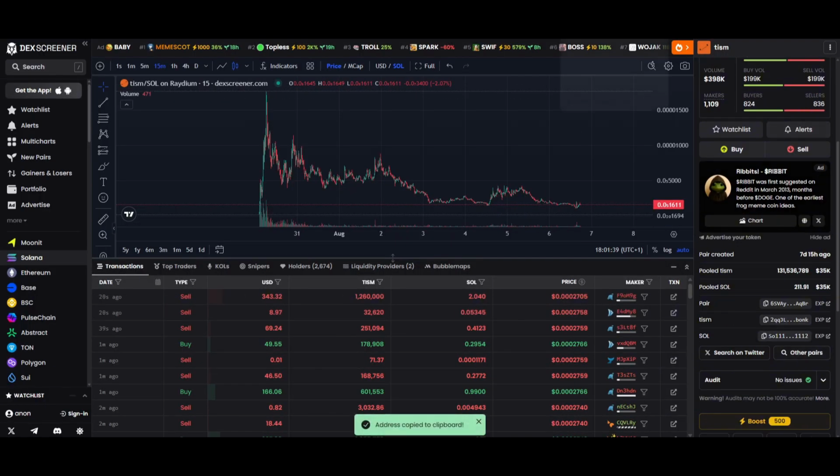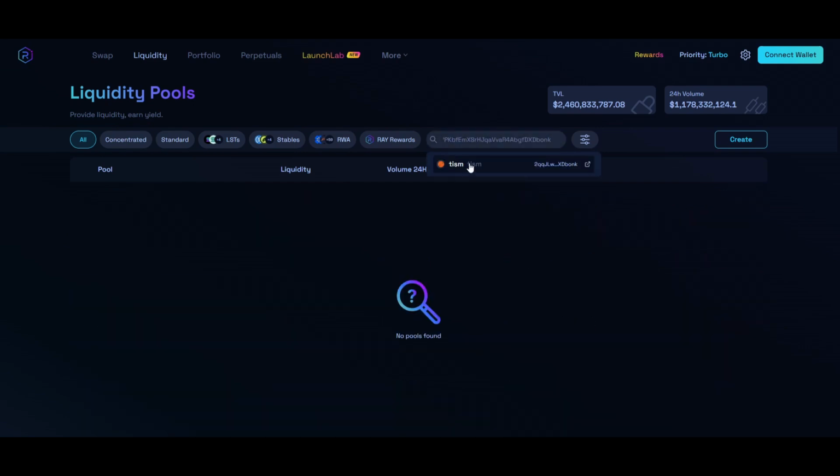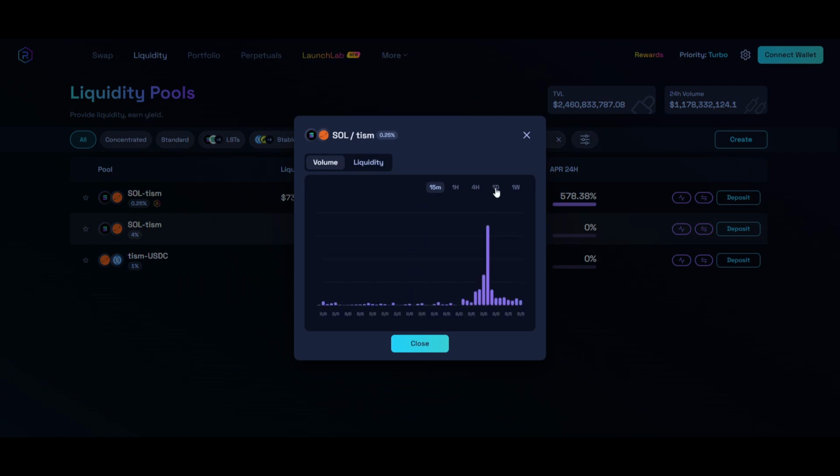we're going to take a look at the volume. So go into liquidity, type in the contract here. I'll just show you, I've done it earlier. TISM, and you want to find the main pool. This is the main pool, that's what got locked. So we're going to click this little thing here that says view pool charts. Select 1 minute and you're going to see how the volume performs.